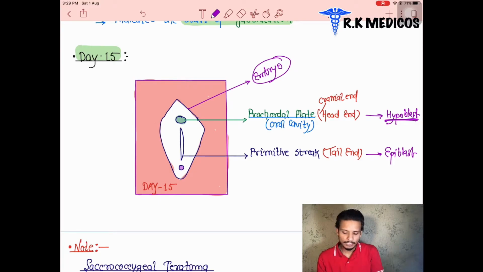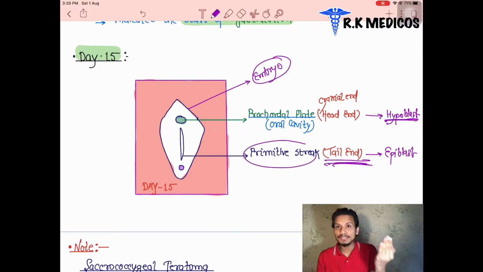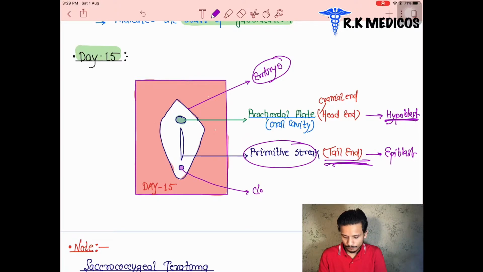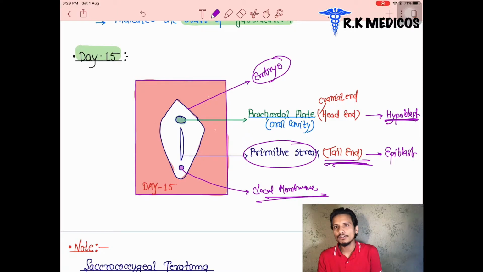It is simple. At the tail end is going to develop our primitive streak. And they are forming from the epiblast cells, the upper one. These epiblast cells are going to develop the primitive streak. Here is another structure, that is the cloacal membrane. All these structures are developed in the third week, the beginning of the third week. So now we are moving further.